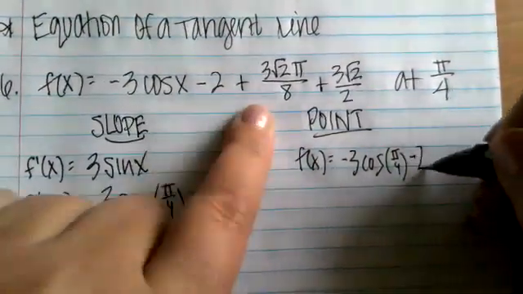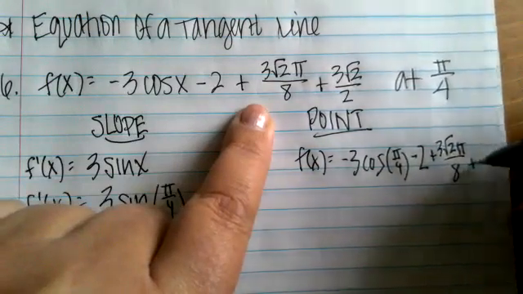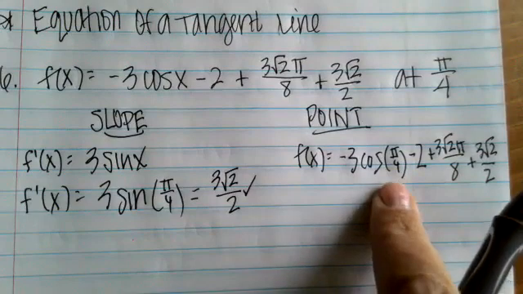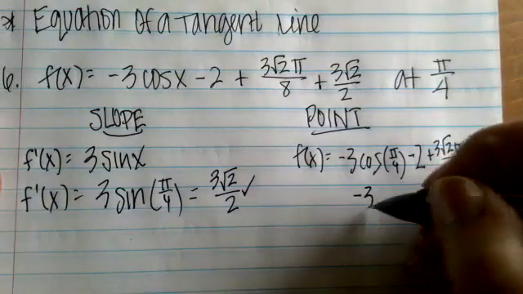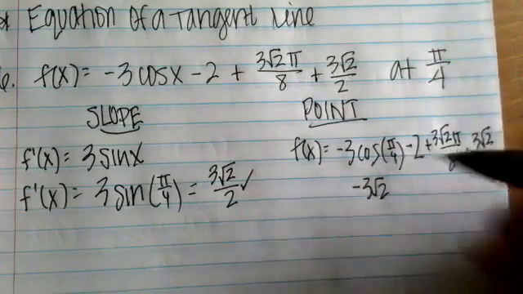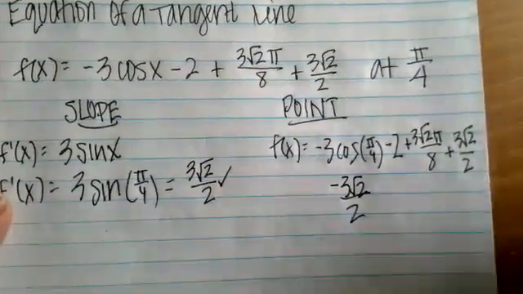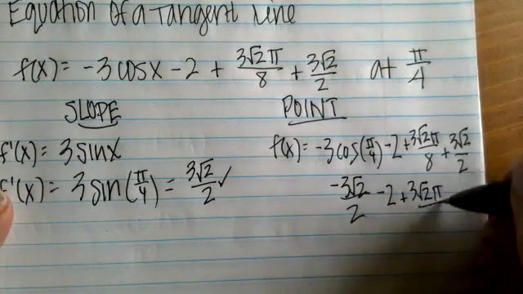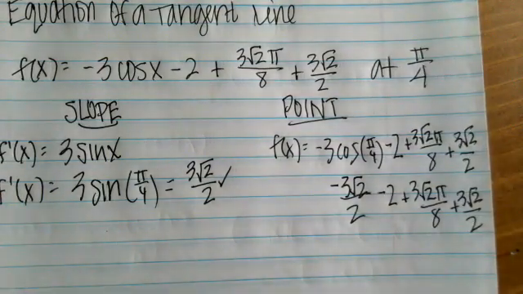Let's see if I can squish all this in here. -2 plus 3√2 pi over 8 plus 3√2 over 2. Okay, so the only part I have to figure out is this piece right here. And again, pi over 4 is just √2 over 2. And so that piece would turn into -3√2 over 2, but there's already 3√2 over 2. And then notice this is going to be beautiful, right? And then -2 plus 3√2 pi over 8 plus 3√2 over 2. Okay, so that's looking quite nice right there.